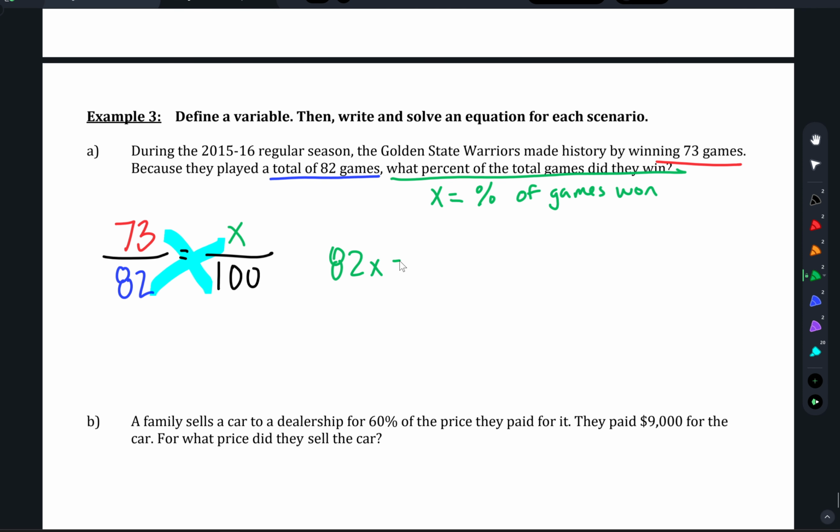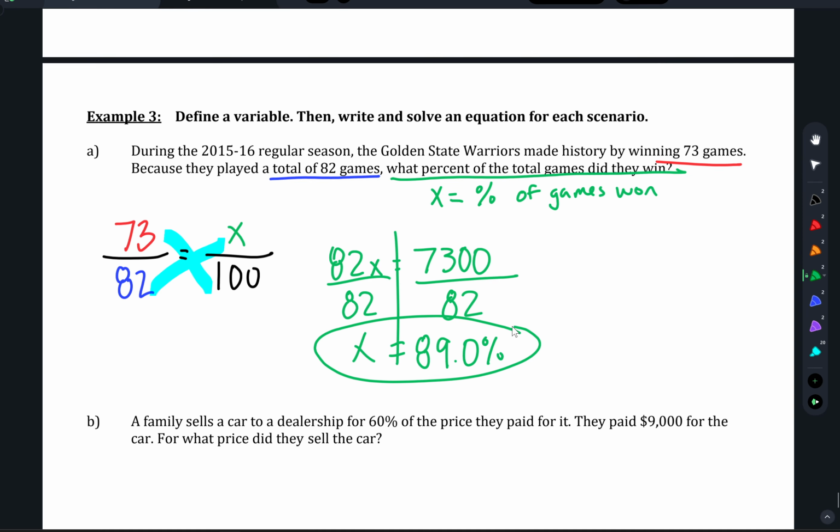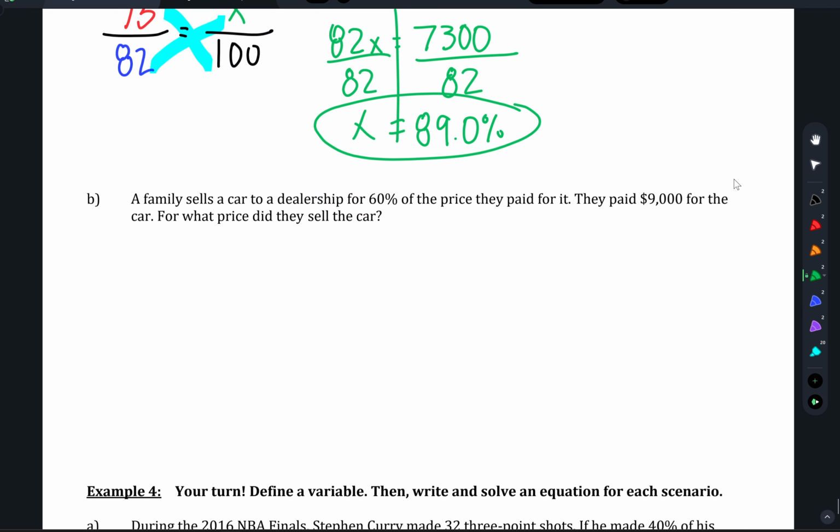82x equals 7,300. Divide both sides by 82. X equals, oh yeah, I'm not on the right page. X equals 89, just about 89% when we round. Perfect. Questions? Can we try B? Give it a shot. If somebody wants to do it, I'll let you do it.